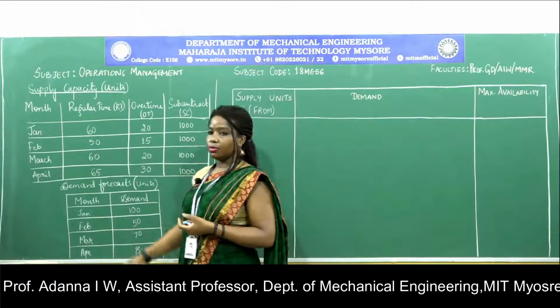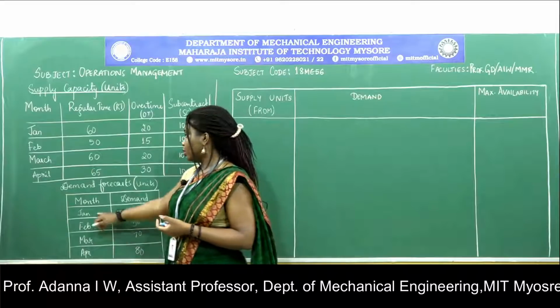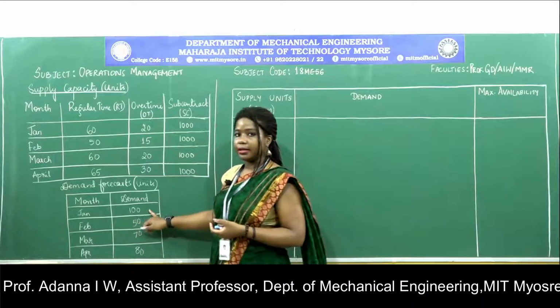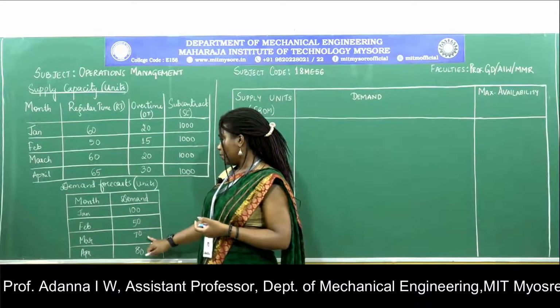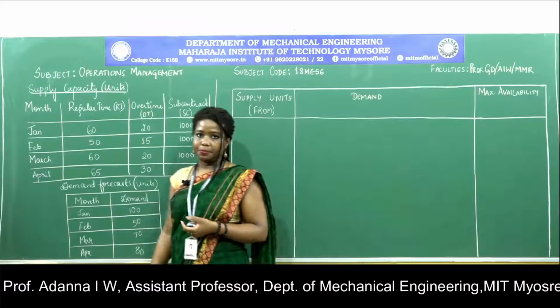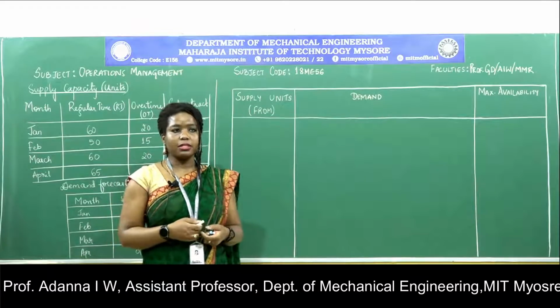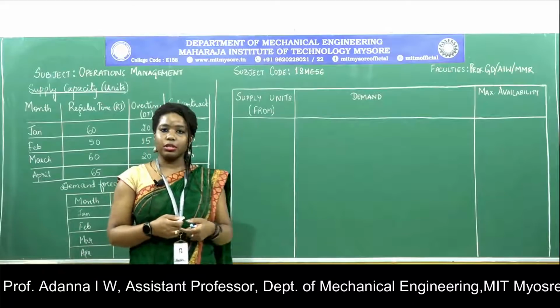Then we have the demand forecast. This is telling you what is the demand in each month. So in the month of Jan, 100 units are required, February requires 50, March 70 and April 80. Along with this, cost requirements are given. So these cost requirements have to be incorporated into the table.